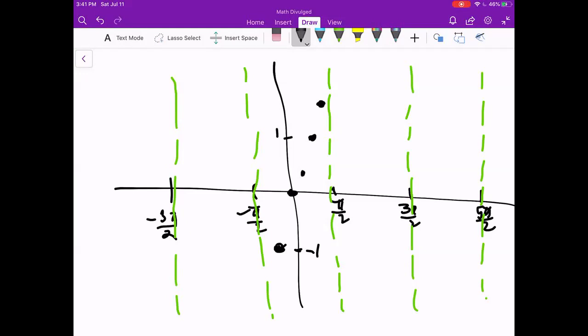And for each of these values, we can plot them below to the left of the x-axis as well, because the values are simply negated. And we're going to end up with something that looks like this.